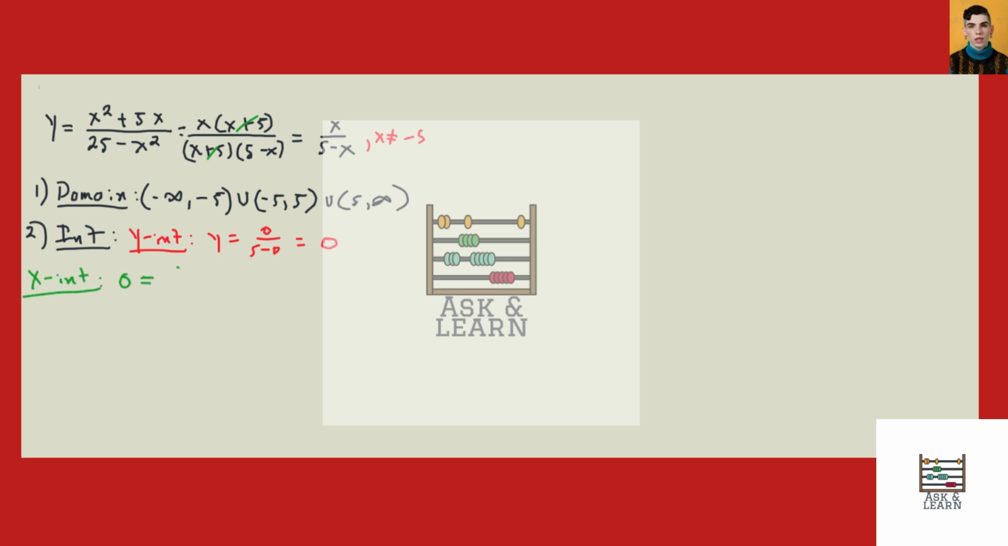So we'll have 0 is equal to x over (5 minus x). And now, no matter what we plug into the denominator, we can never make this function equal to 0. So we would just set it equal to the numerator, and that would imply that x is equal to 0. So our only intercept in this case is going to be (0, 0).